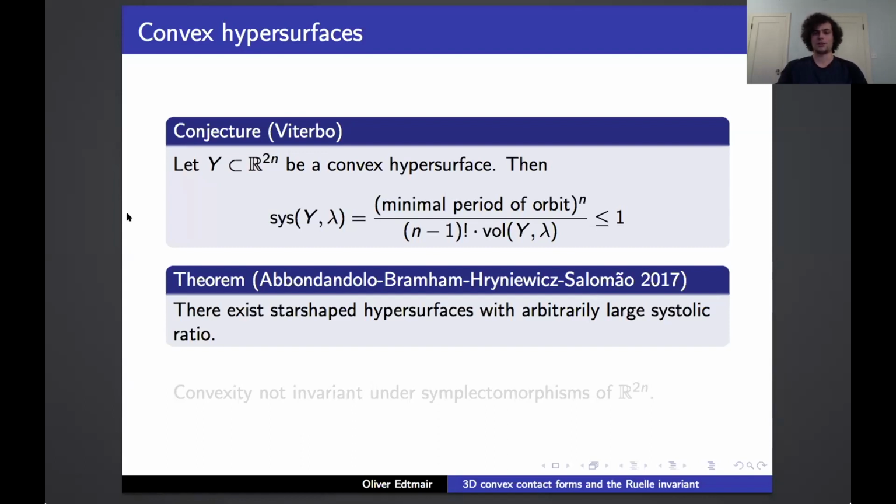In this conjecture, convexity really is an important assumption. In fact, there's a theorem by Abbondandolo, Bramham, Hryniewicz, and Salomão that says that there exist star-shaped hypersurfaces with arbitrarily large systolic ratio. So convexity is important here. But from the point of view of symplectic geometry, this convexity assumption is maybe slightly mysterious because it is not preserved by symplectomorphisms of R^2n, but the Reeb dynamics is.